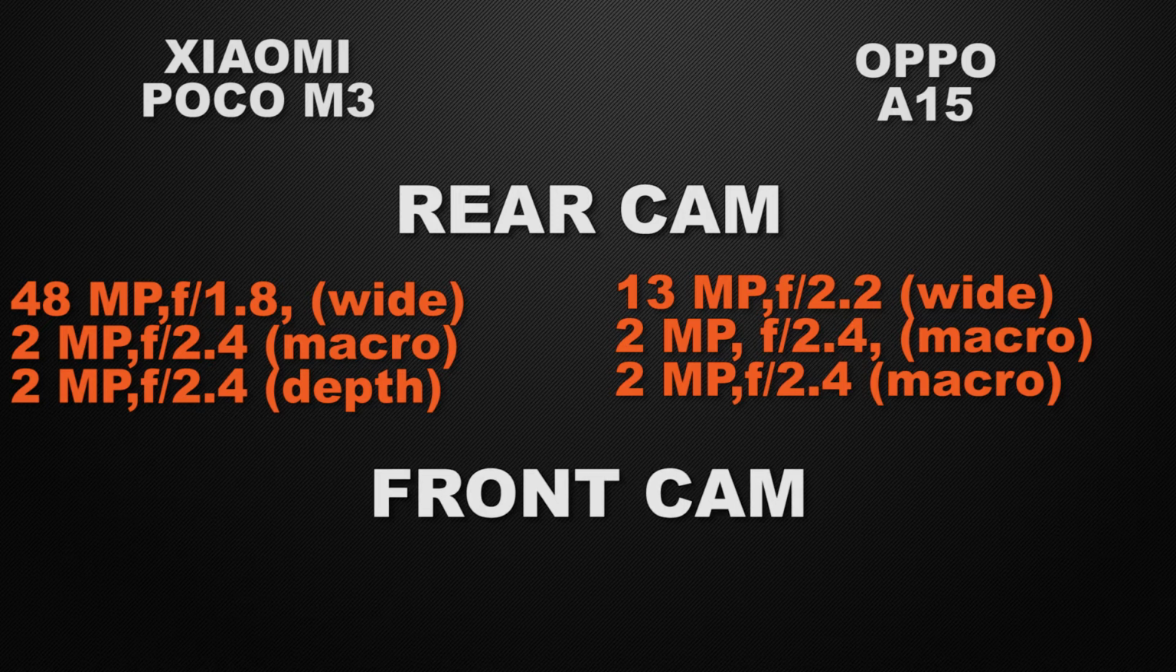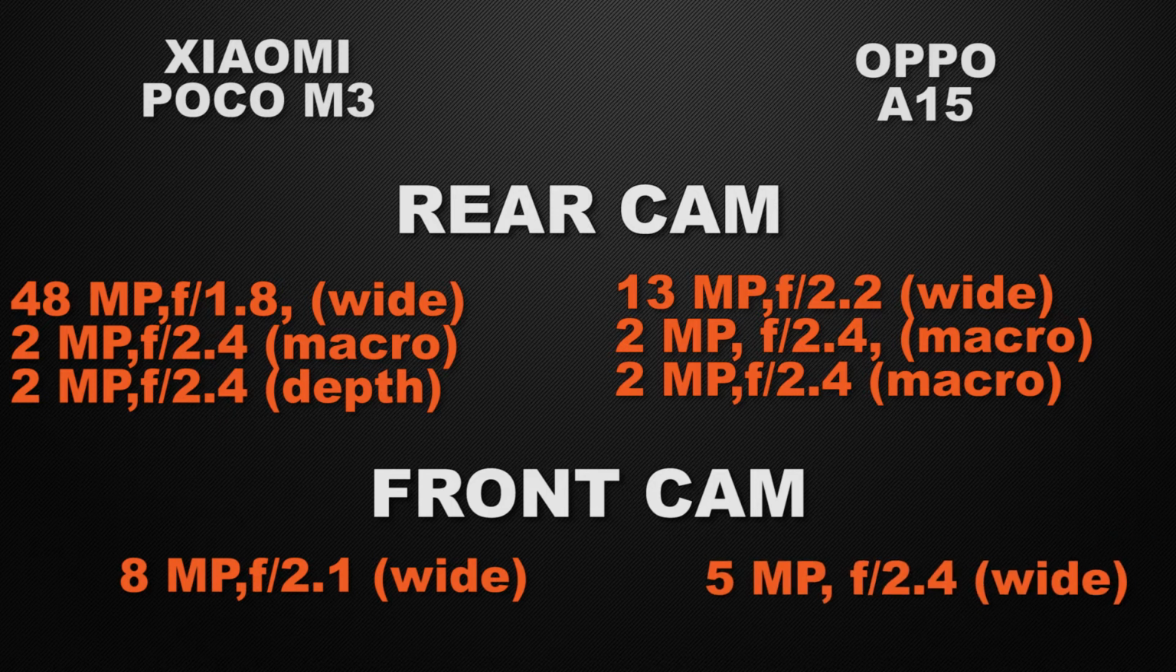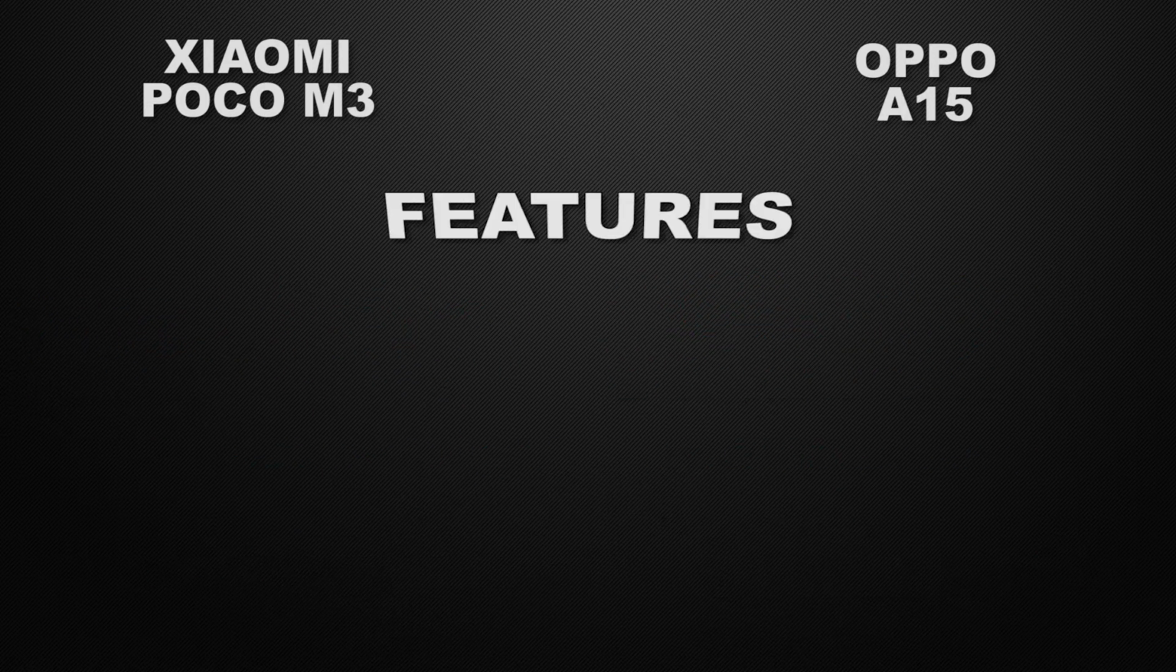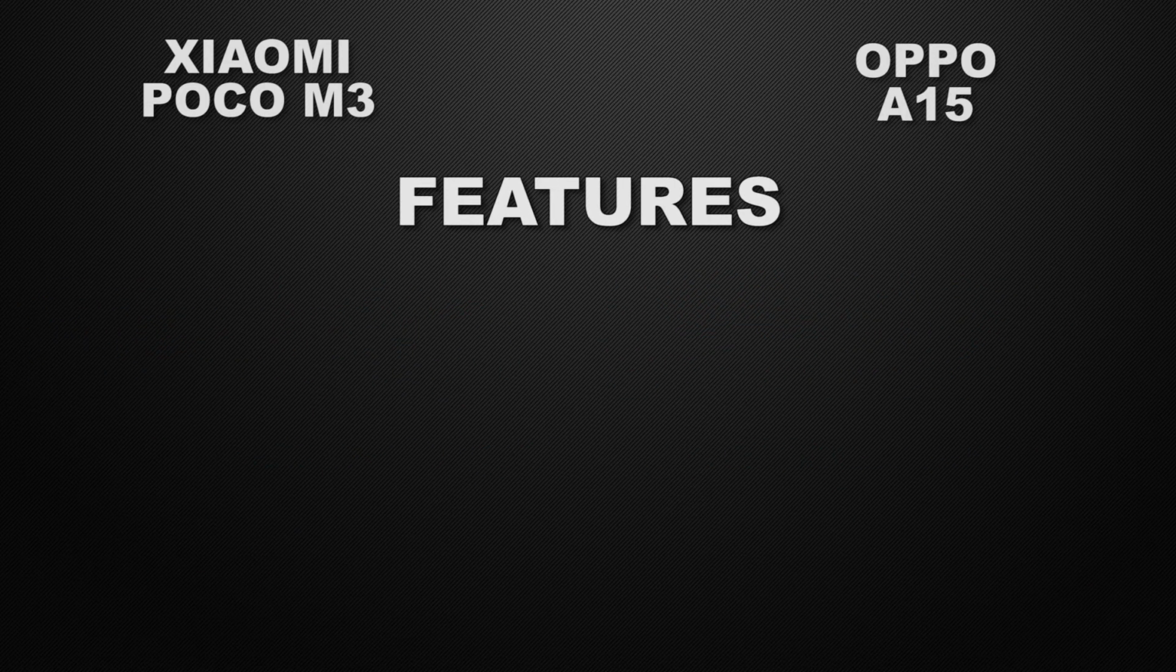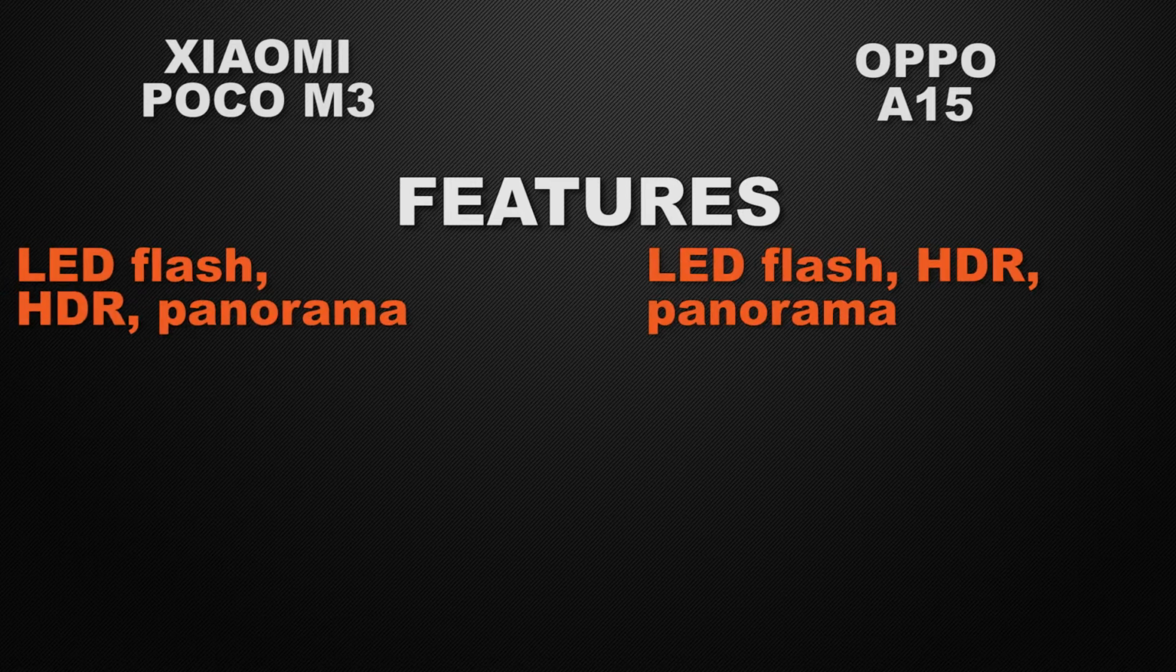And about the selfie camera of the devices, M3 has an 8 megapixel wide camera and A15 has a 5 megapixel wide camera. So the winner here is M3 because it can take sharper images. Let's talk about the camera features of the devices. Both of the devices have LED flash, HDR and panorama, so it's a tie here.